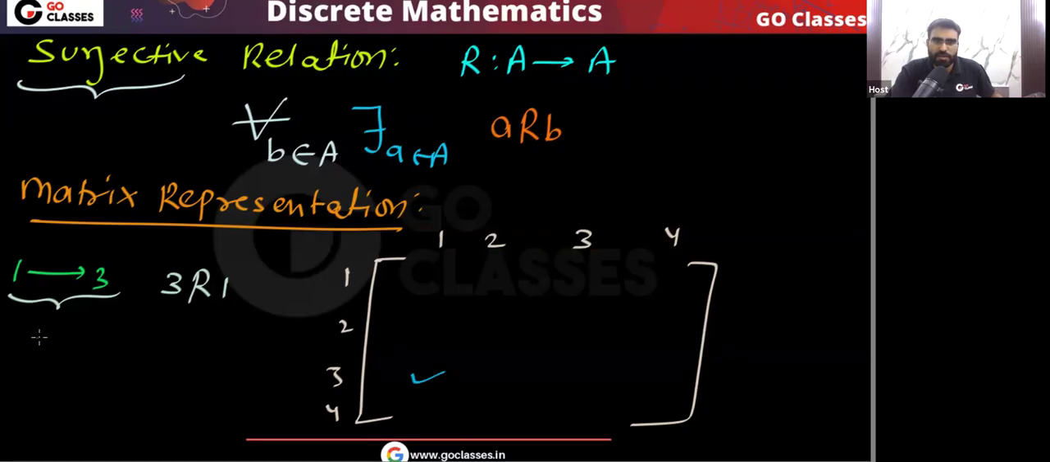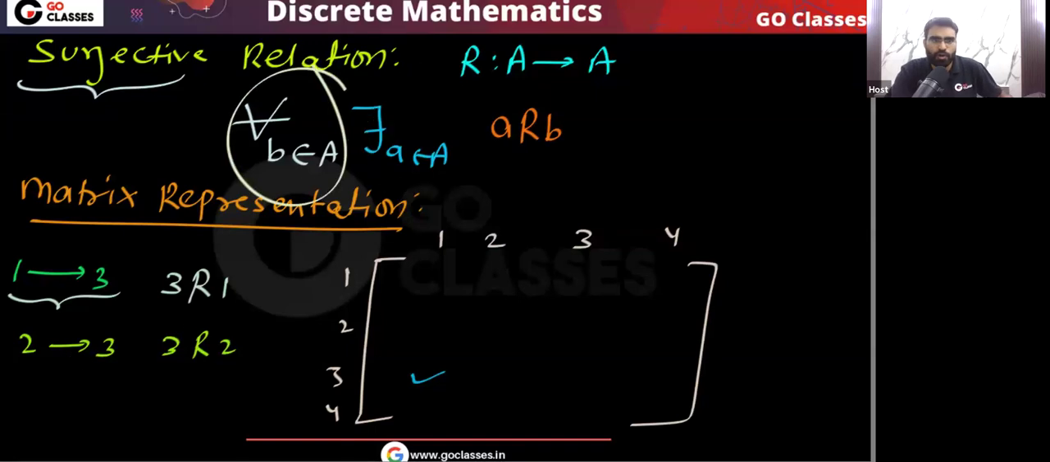Next, you tell me. For example, let's assume for 2 also there is 3. Now what does it mean? It means 3 is related to 2. Yes or no? For 2 also, for everyone there is someone, so for 2 also there is 3. Then it means 3 is related to 2.